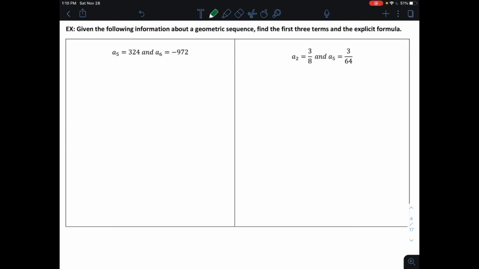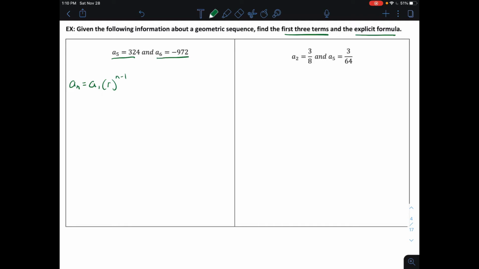All right, now we're going to be given two terms of a geometric sequence, and we want to figure out what the first 3 terms were and also what the explicit formula is. On the left, I'm given the 5th term and the 6th term. Let's start with the explicit equation. The explicit formula for a geometric sequence is a_n equals a1 times r to the n minus 1 power.